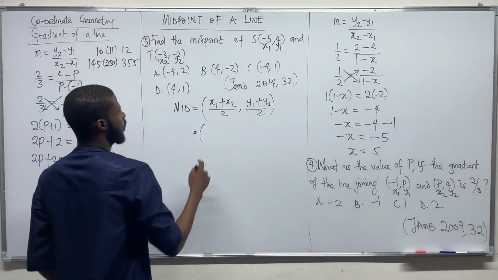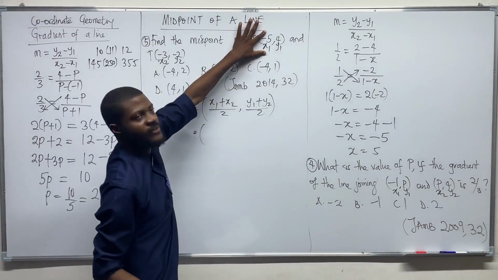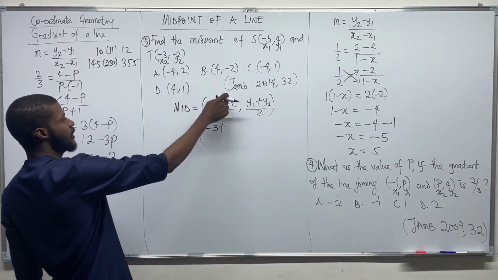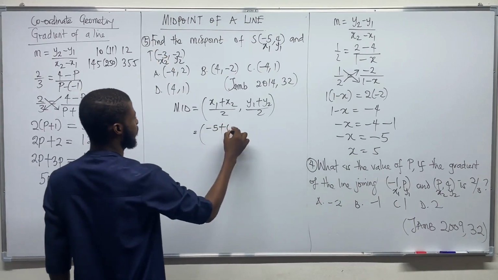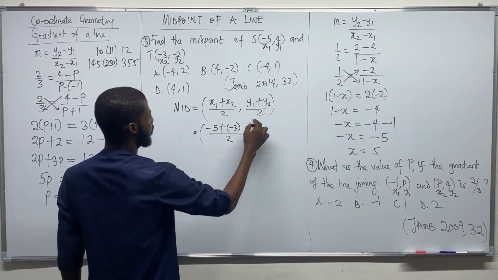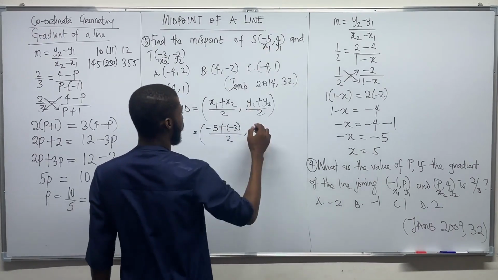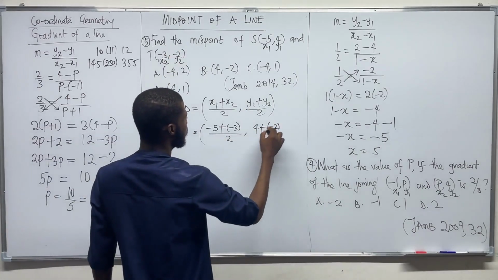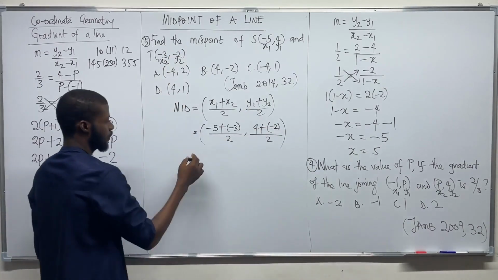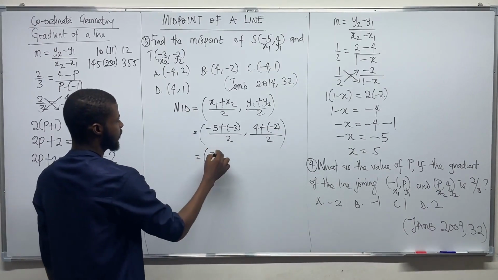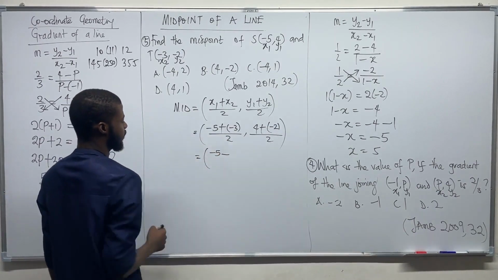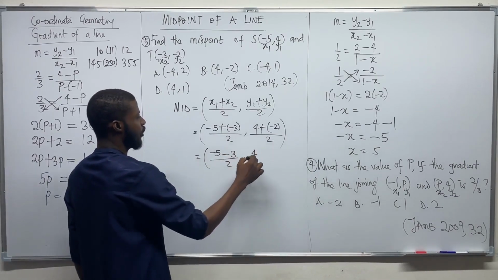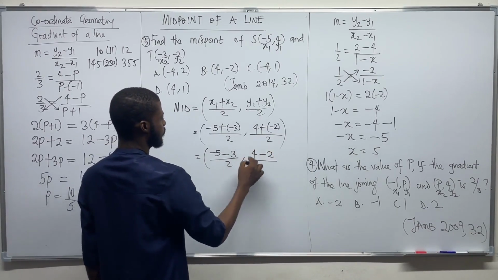What is x1? x1 is minus 5. So this is minus 5 plus, sorry, what is x2? x2 is minus 3. And this will be over 2. Then what is y1? y1 is 4 plus what is y2? y2 is minus 2, over 2. Now this will become minus 5 plus times minus is minus, then you put your 3 over 2. And then 4 plus times minus again is minus, then you put your over 2.